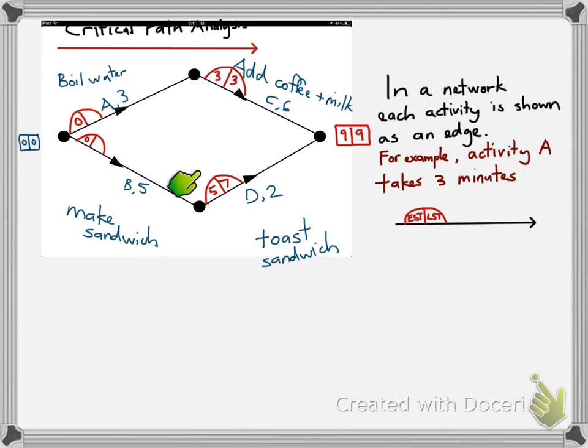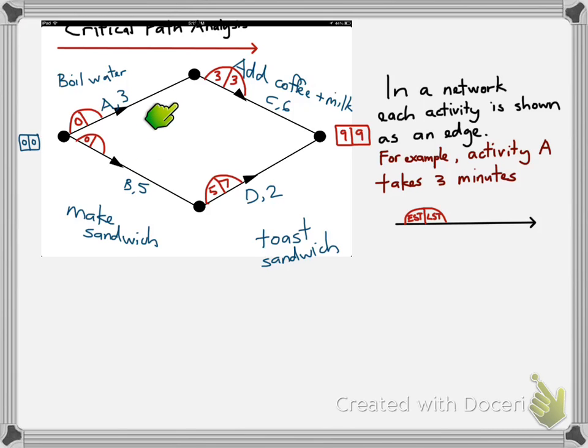Now that 7 represents the latest time that I could start toasting that sandwich and still have it ready at the 9-minute mark when the coffee becomes available. 7 plus 2 makes 9. So in effect I have what's called a slack time here. At the 5-minute mark our sandwich is ready to be toasted, but I could just sit there daydreaming for 2 minutes before I put it on. As long as I put it on at the 7-minute mark, because it's going to take 2 minutes to toast, it'll be ready at the 9-minute mark just as the coffee is being finished.